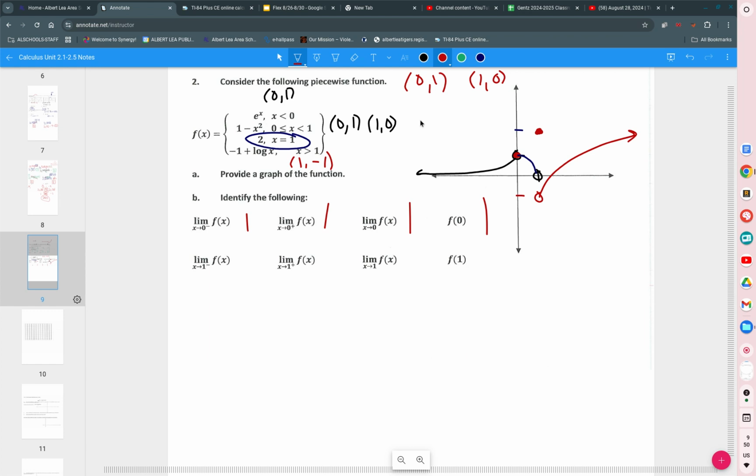As x approaches 1 from the left is 0. From the right is negative 1. The limit as x approaches 1 does not exist. And f of 1 is 2. Notice that all four of these are different.